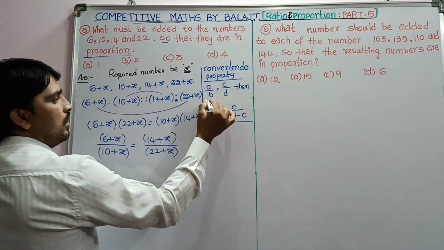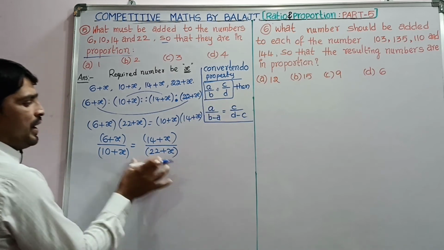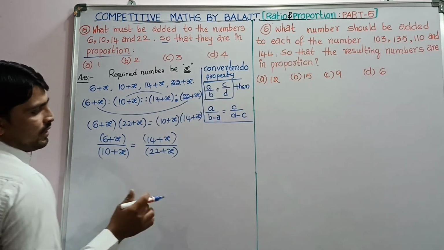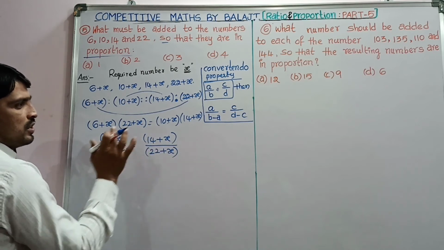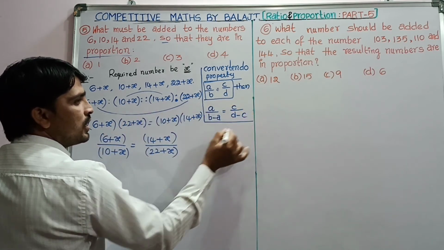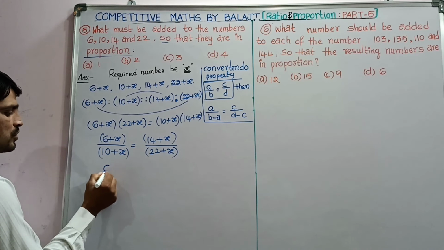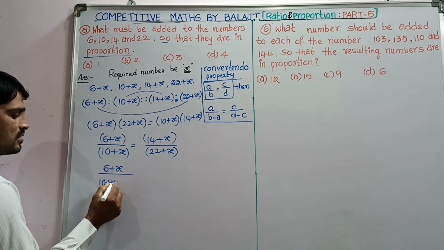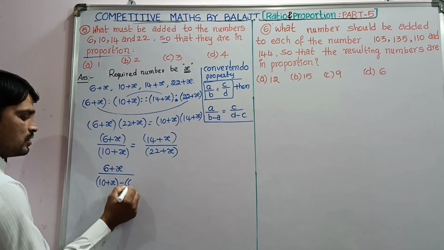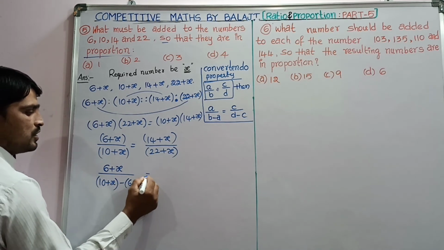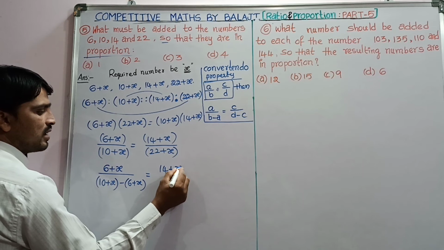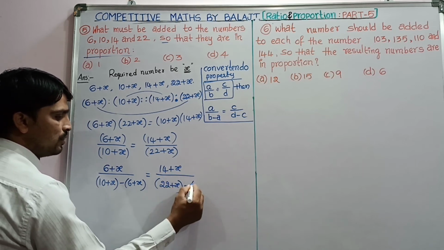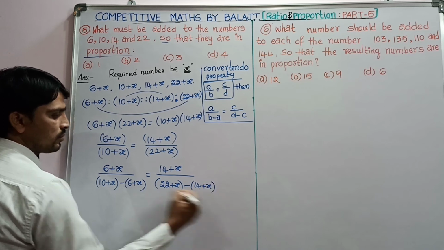Now we have A by B equal to C by D form. So these terms are in proportion. Then this operation is also in proportion. Do the same operation, that is 6 plus x by 10 plus x minus 6 plus x is equal to 14 plus x by 22 plus x minus 14 plus x.